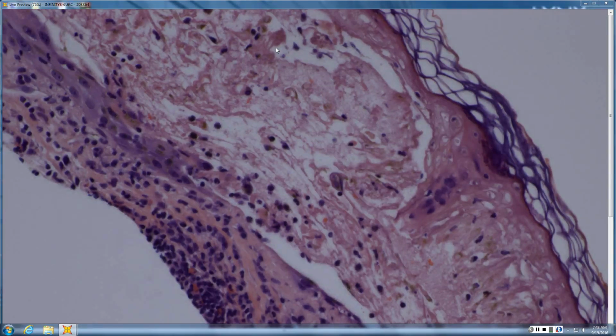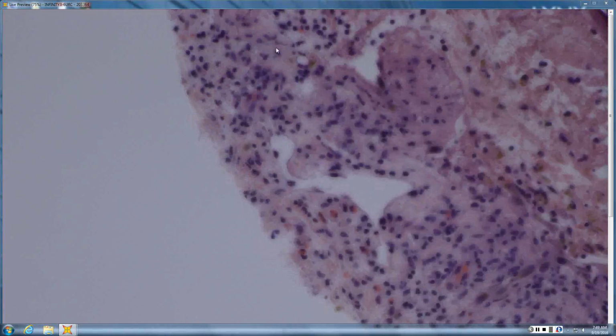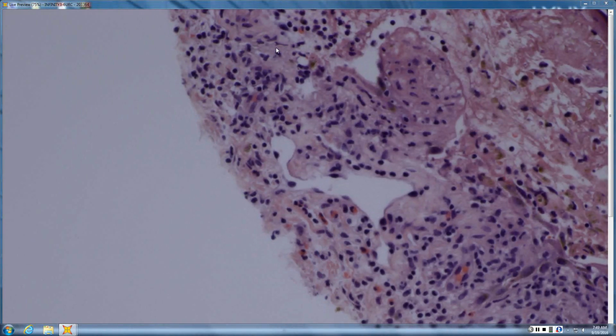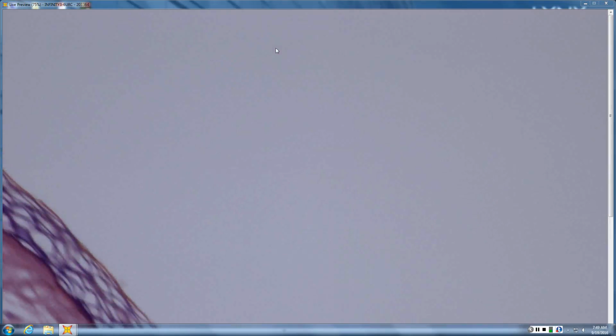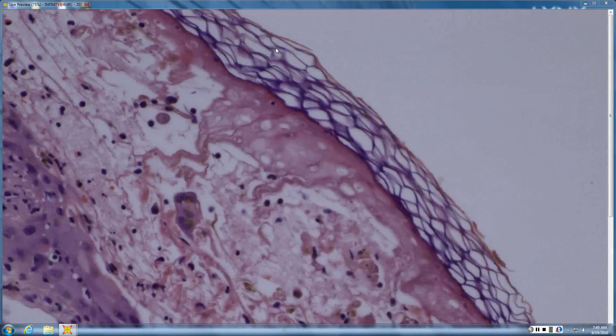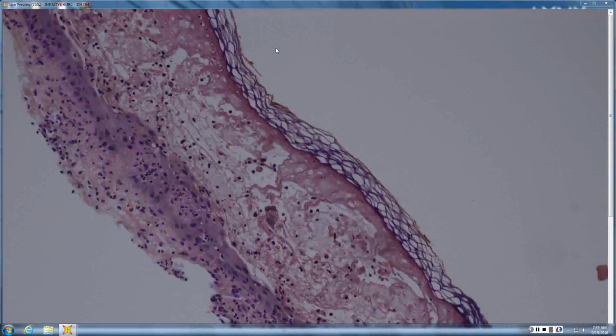Let's go a little higher. There are a lot of eosinophils. So it could be a drug, and what kind of drug? Just like a bullous lichenoid drug. But bullous lichenoid drug tends to have an acute corneum or a subacute corneum? Subacute. And this is a very acute corneum.